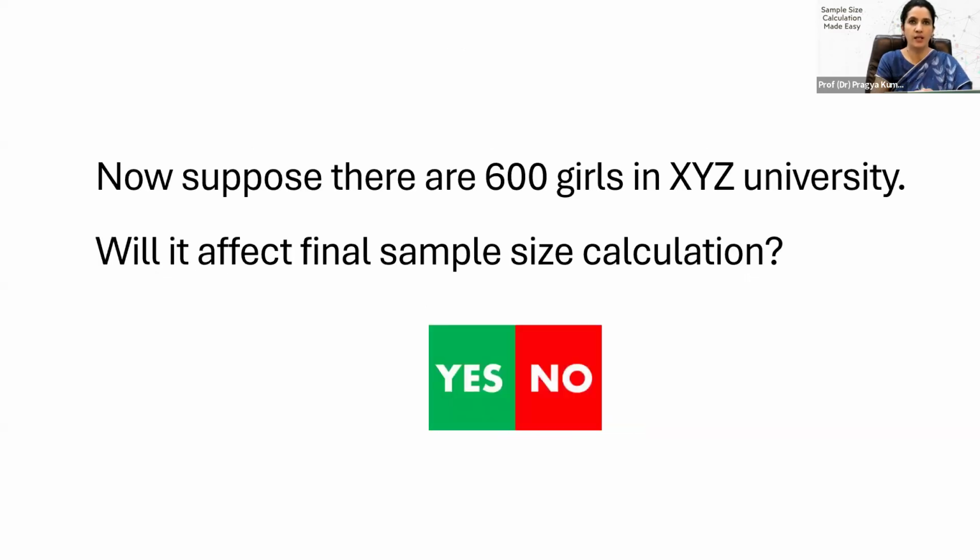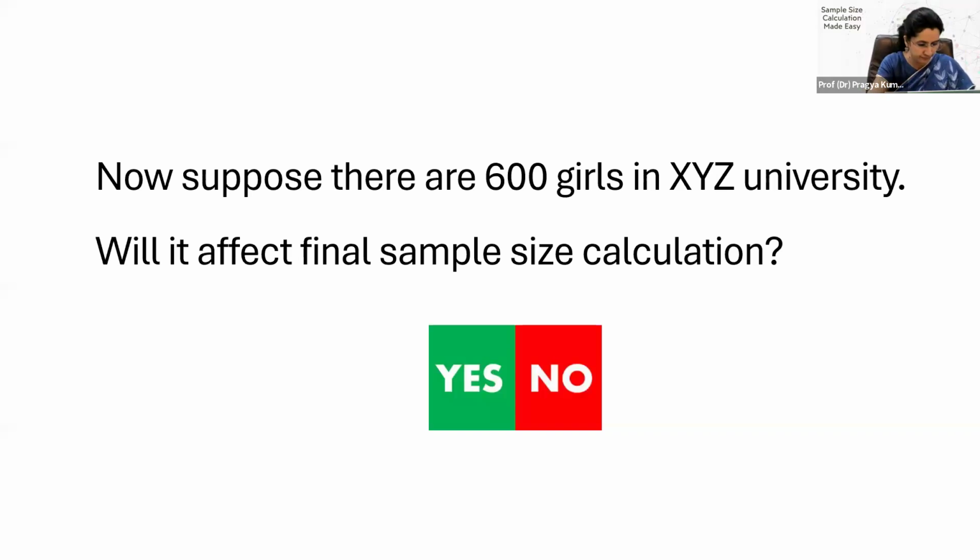So now suppose there are 600 girls in this university. Will this affect the final sample size calculation? If there are 600 girls in this XYZ. Okay, so Natarajan is writing no. But would you like to do a finite population correction? Because you have a finite population here. You are calculating this in a university. So all of you, I will tell you how to do that finite population correction. It will reduce the sample size.